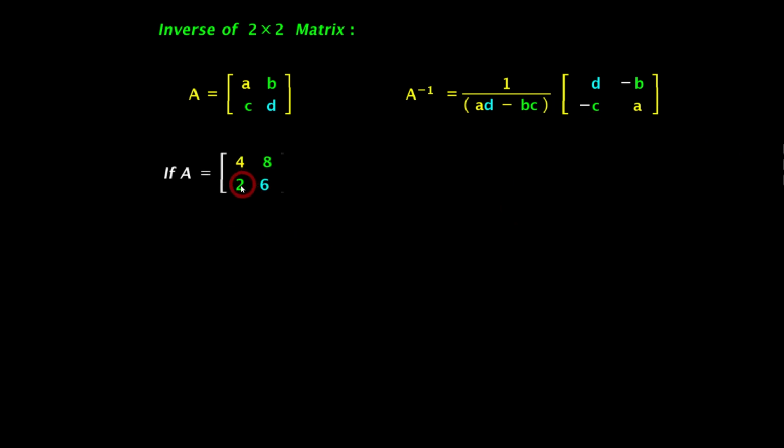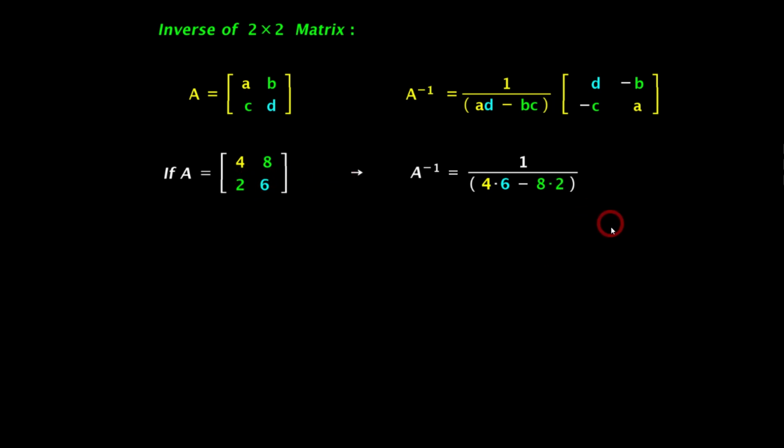If A is the matrix 4, 8, 2, 6, for the inverse, we have to know how the A, B, C, D positions work. It is going to be 1 over, just look at the formula, A times D. Over here, A is 4, D is 6, so it's going to be 4 times 6. Minus, the formula says B times C. B is 8, C is 2, so it's going to be 8 times 2.